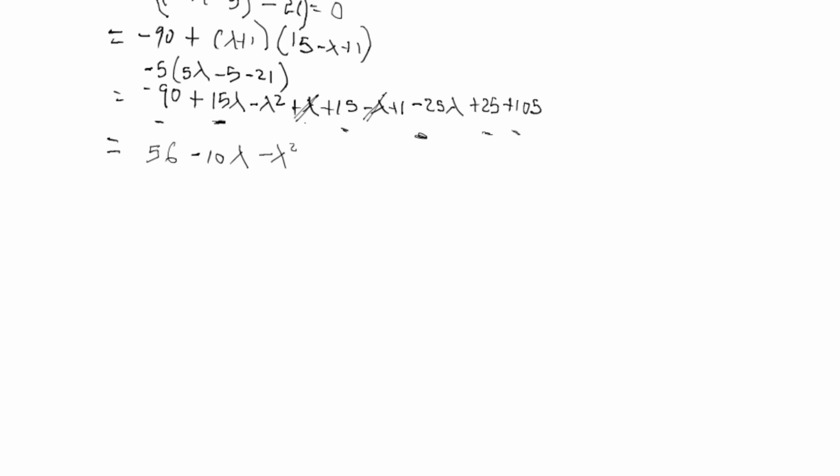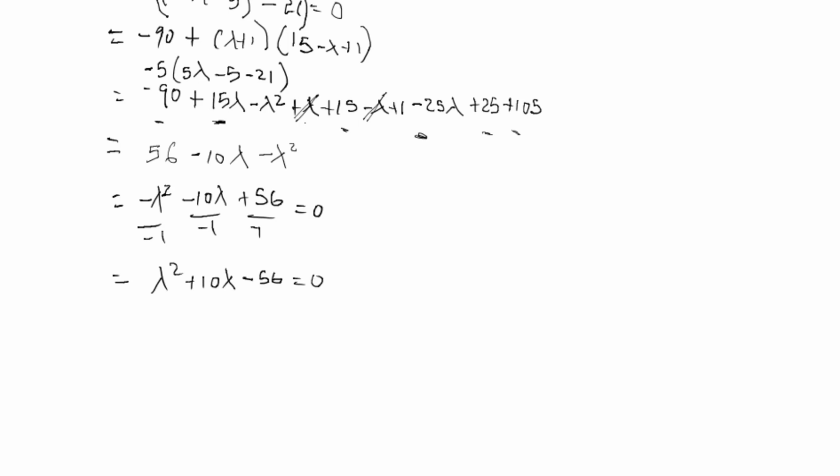So now simplifying this further, if we are rearranging our equation, we are having lambda squared minus 10 lambda plus 56, dividing through by negative 1. Don't forget this is equated to 0. We are going to have lambda squared plus 10 lambda minus 56 is equal to 0.